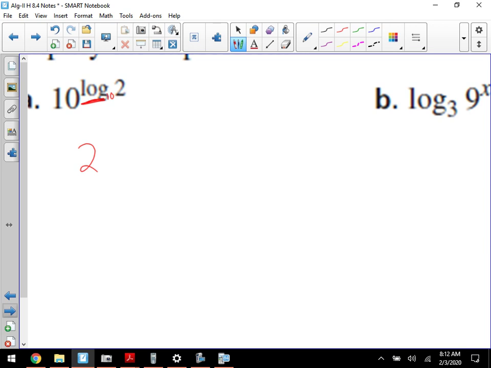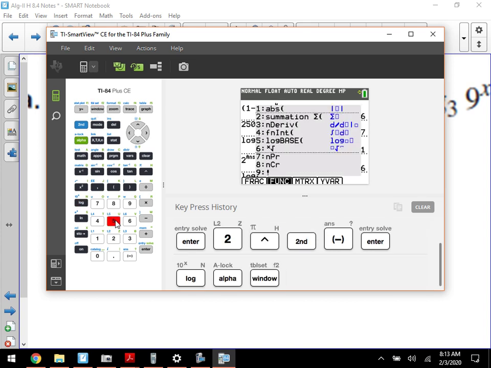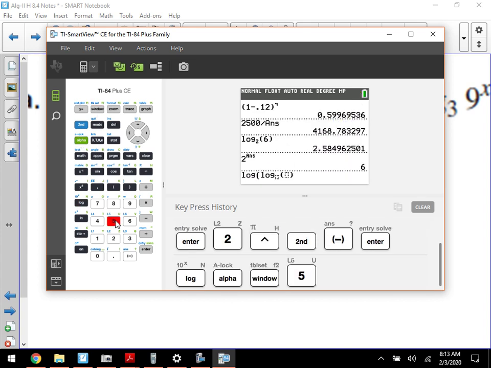Remember how I was talking earlier? When you have just log, it's implied that this is called the common log. So the common log is base 10, and they just don't write it. On the calculator, this button here, which just hits log, that's implied base 10. Any other base that we need, we'd have to use that alpha window 5, and that's how you would change your bases. So anytime you just see the word log, it's common, which means it's base 10.